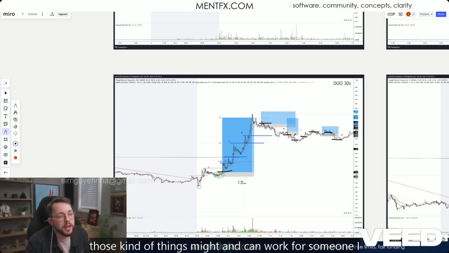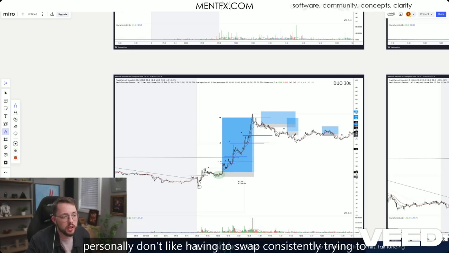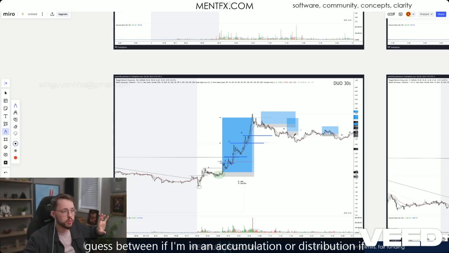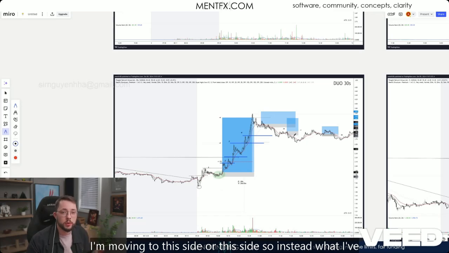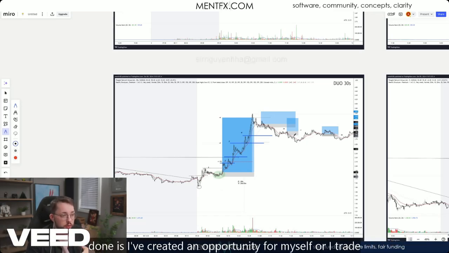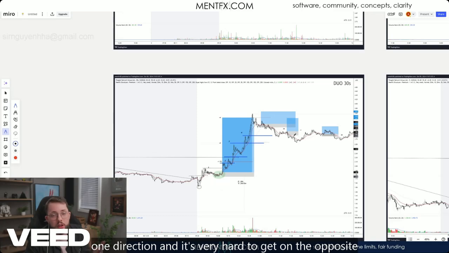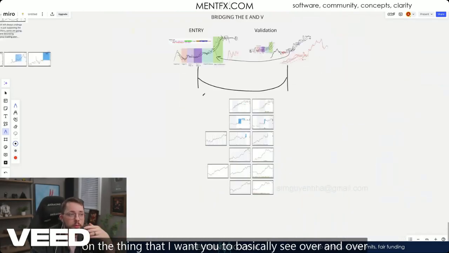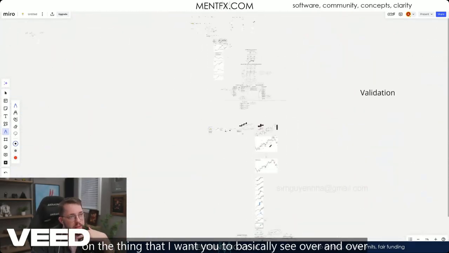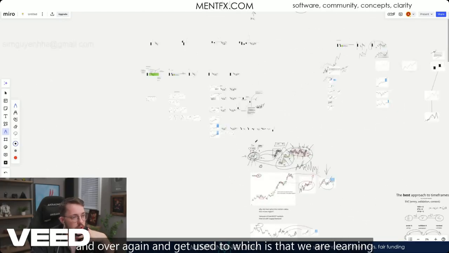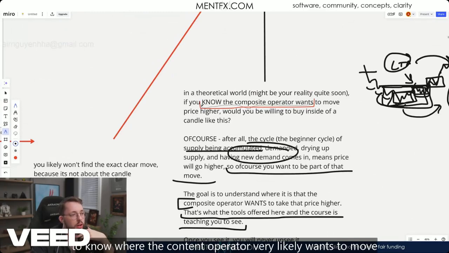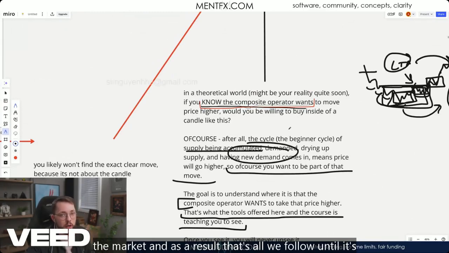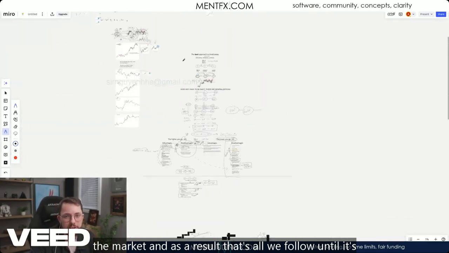Even though those kind of things might and can work for someone, I personally don't like having to swap consistently, trying to guess between if I'm in an accumulation or distribution, if I'm moving to this side or this side. So instead, what I've done is I've created an opportunity for myself, or I trade the opportunities for myself that are very clearly skewed in one direction. And it's very hard to get it on the opposite unless the market becomes no longer clear. Building further on the thing that I want you to see over and over and over again and get used to, which is that we are learning to know where the competent operator very likely wants to move the market. And as a result, that's all we follow until it's no longer clear.